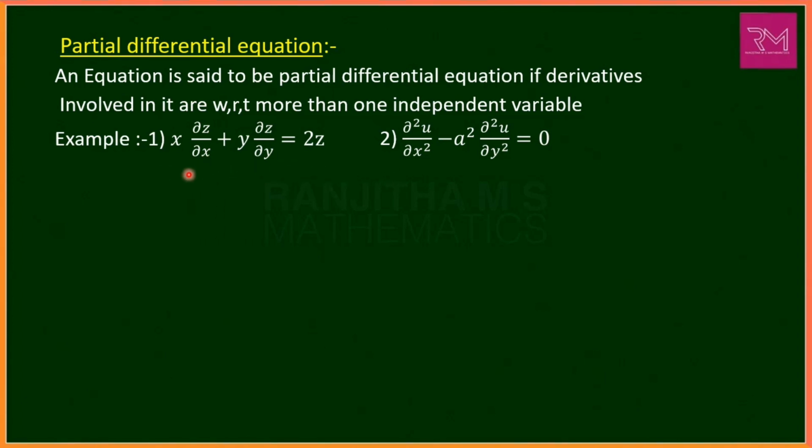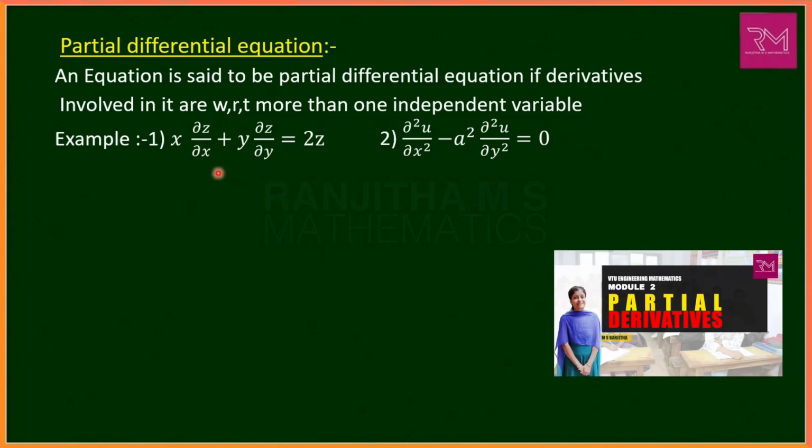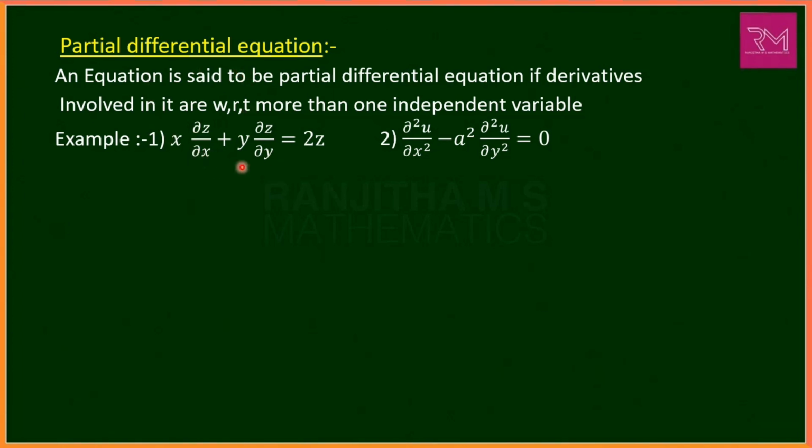Always, partial derivatives are denoted by the symbol del. We already discussed partial derivatives in the previous videos. So this is a partial differential equation because it contains more than one independent variable. Here the dependent variable z depends on two independent variables x and y. So it contains derivatives involving more than one independent variable, that is del z by del x and del z by del y. So this is a partial differential equation.